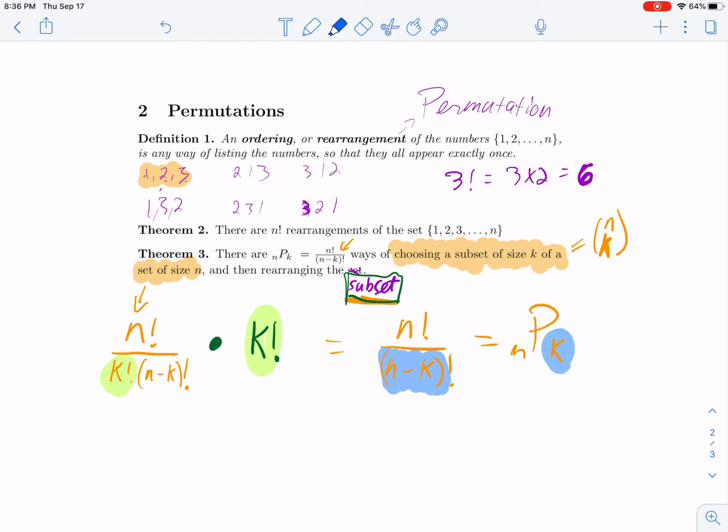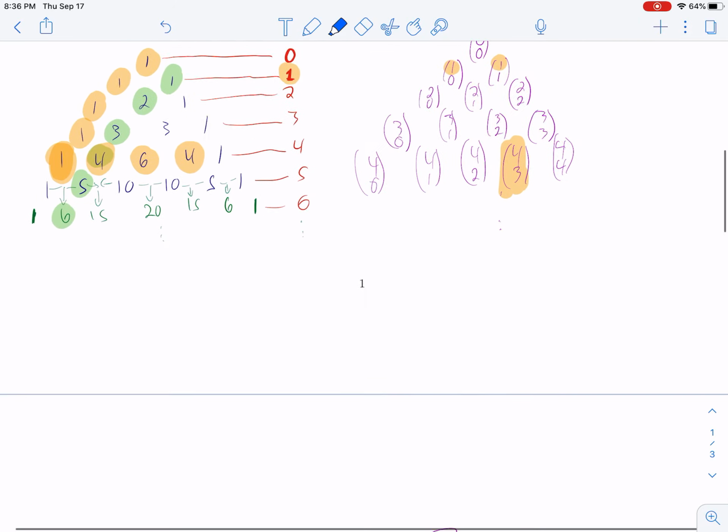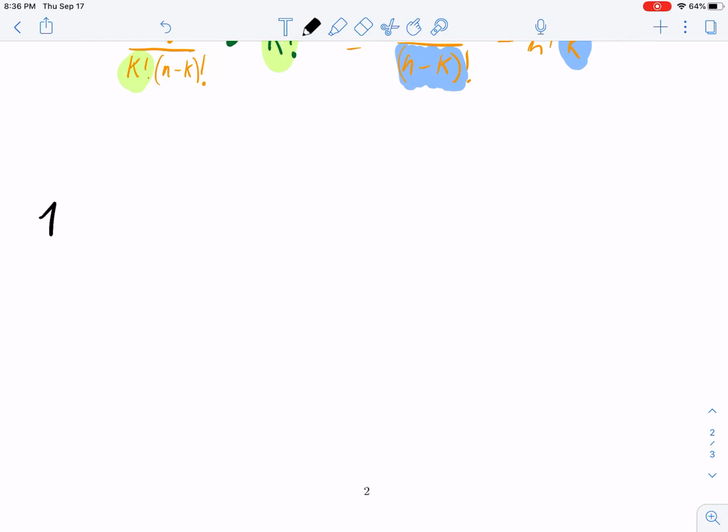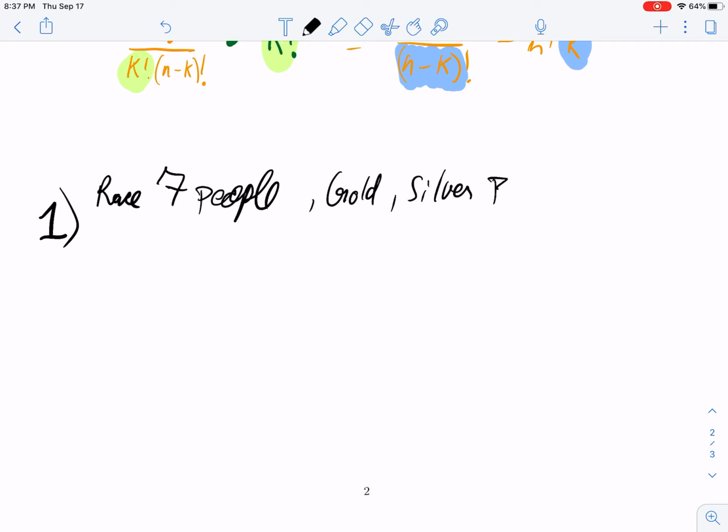All right, so now let's do some examples. It seems as if the rest of my problems didn't get sent over here. So let's do maybe two kind of simple examples. One, let's say, how many ways can there be a race with 7 people? Race with 7 people, and I want to give out a gold, silver, and bronze medal.